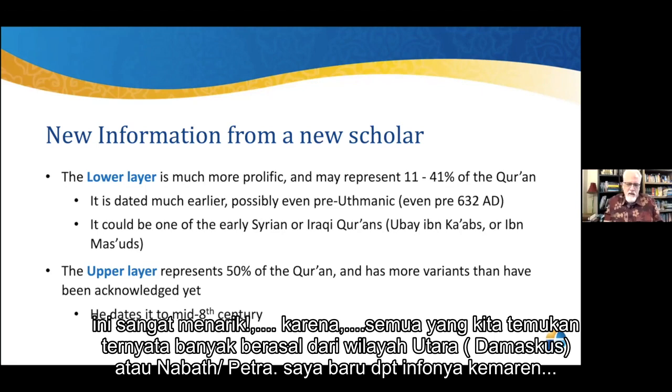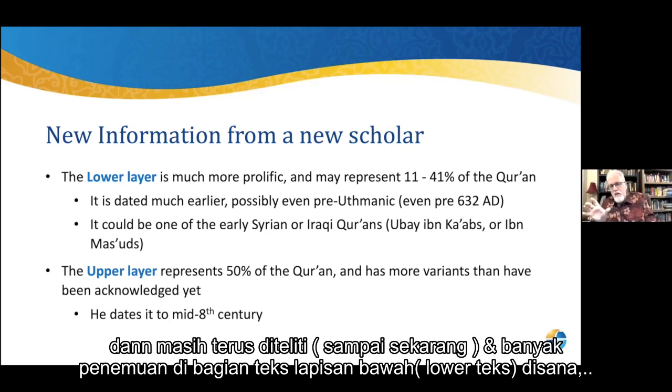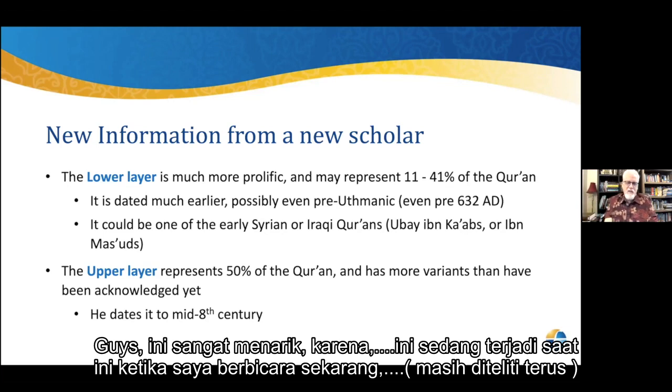So the upper layer, he says, represents about 50%. He's saying that the lower layer could be anywhere from 11 to 41% of the Quran. He's still looking at all of it, and he's finding an awful lot of text down there. Now, folks, this is exciting because this is happening as we speak. This is going on while we're talking. And that's why I say, hold on.